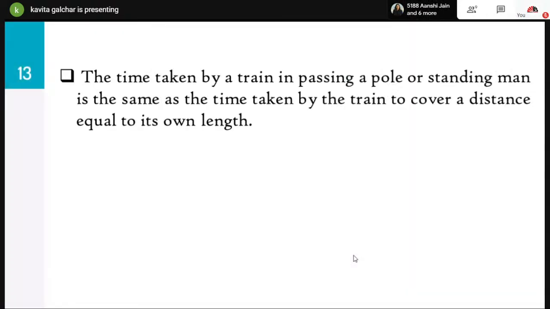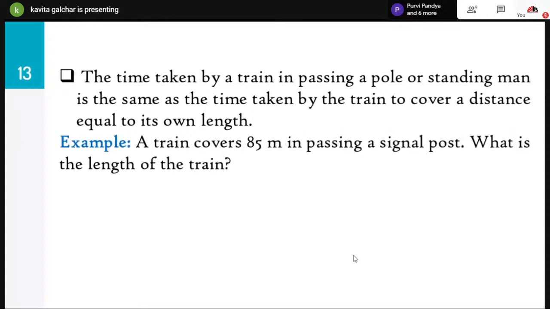Next, the time taken by a train in passing a pole or a standing man is the same as the time taken by the train to cover a distance equal to its own length. What does this mean? Here's an example. If a train covers 85 meters in passing a signal post, what is the length of the train? The length of the train is 85 meters, as the statement itself states that the time taken by the train to cover a distance is equal to its own length.